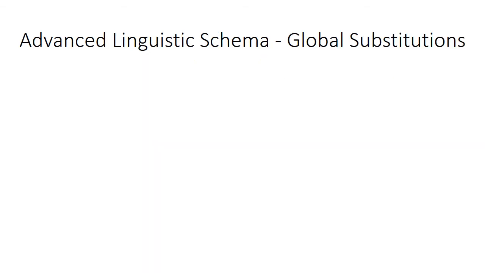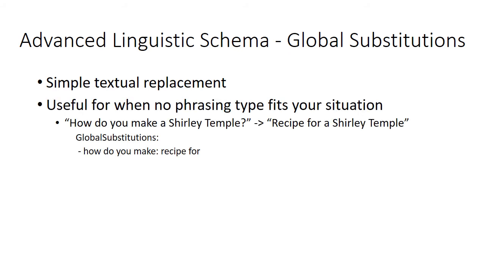Another type of object within the linguistic schema is the global substitution. These are simple textual replacements you can use in cases where there exists no phrasing type to cover the particular kind of language you're trying to use for some of your questions. For example, you may want to be able to ask something like, how do you make a Shirley Temple? Since Q&A won't know in this case what to do with the pronoun you, the closest you can get is asking for the recipe for a Shirley Temple. A global substitution can instruct Q&A to perform this replacement automatically, converting "how do you make" into "recipe for."